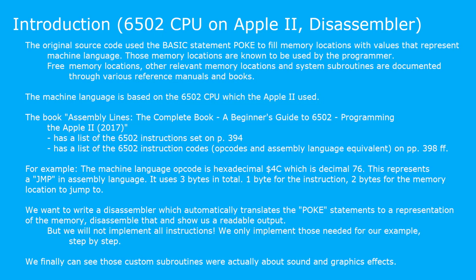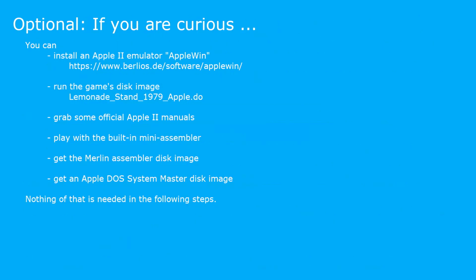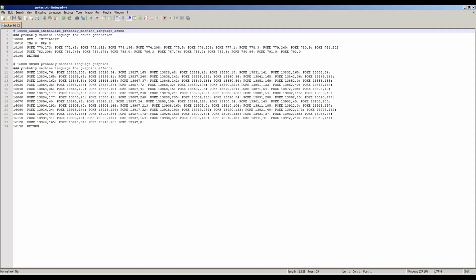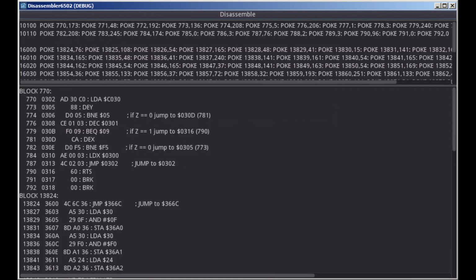We can use the output to better understand the subroutines used, which in this case were for sound generation and graphics effects. If you're curious, you can play with the Apple II emulator, even run the game, or try yourself in some assembler language experiments. We want to go from this part of the source code to this output of the disassembler.